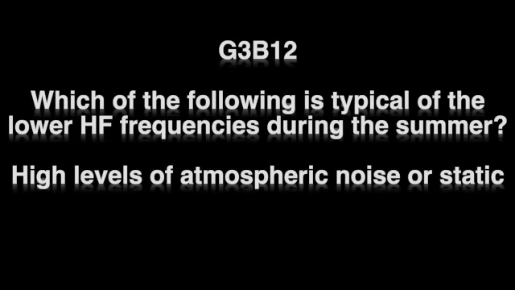G3B11. What happens to HF propagation when the LUF exceeds the MUF? Propagation via ordinary skywave communications is not possible over that path. G3B12. Which of the following is typical of the lower HF frequencies during the summer? High levels of atmospheric noise or static. Group G3C: ionospheric regions, critical angle and frequency, HF scatter, near vertical incidence skywave, NVIS.